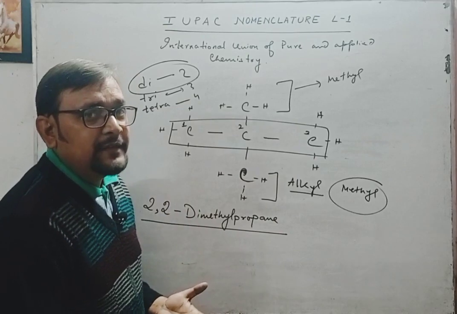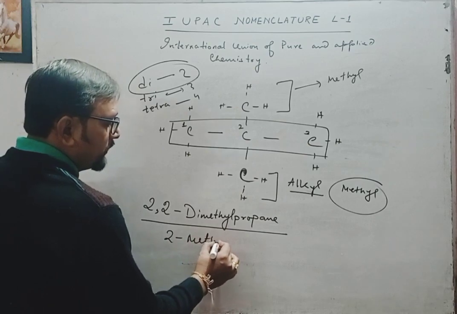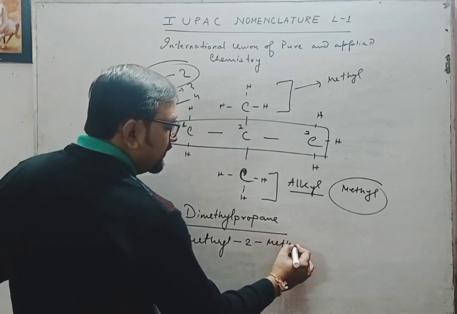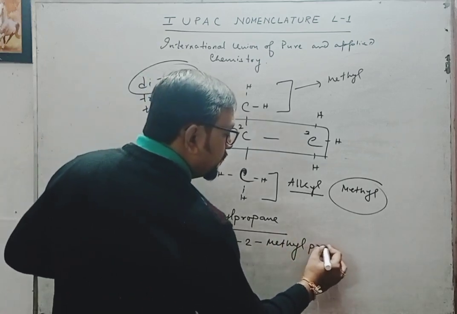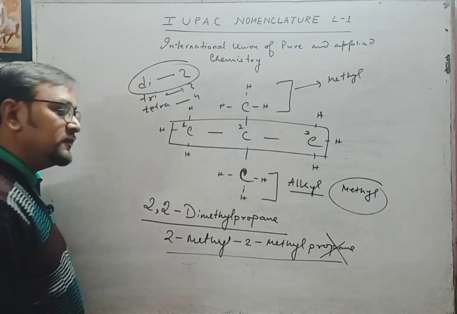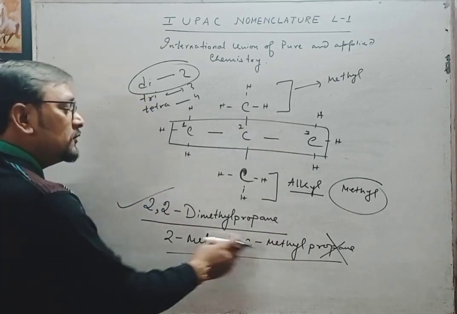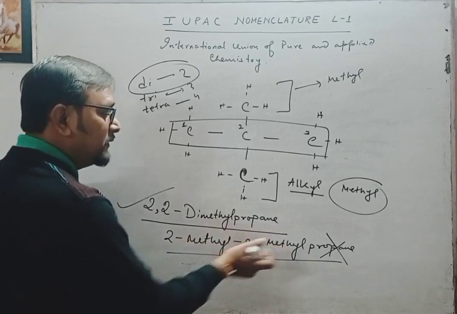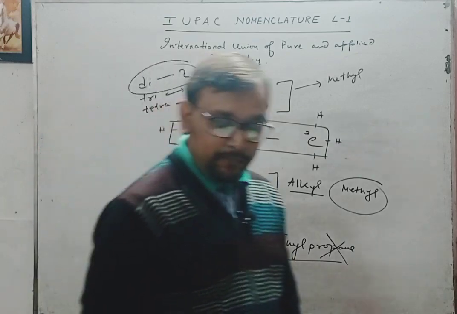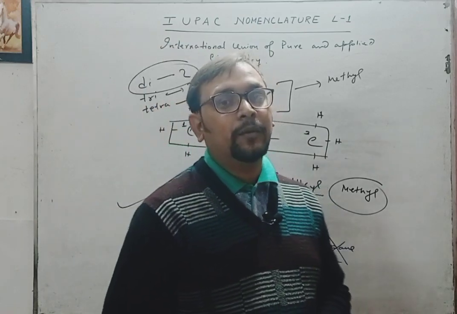Now often I have seen that students do this mistake. They write like this, 2 methyl, okay, again they give a hyphen, 2 methyl, okay, then you are writing propane. Please don't do this. This is a mistake. So follow this order. Need not mention the same thing 2 times. At a time you are going to write it, if the substituents are repeated twice, with the help of the prefix.